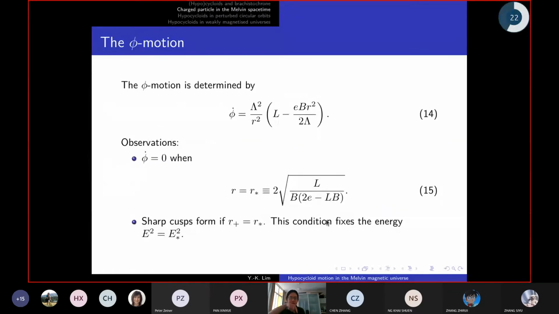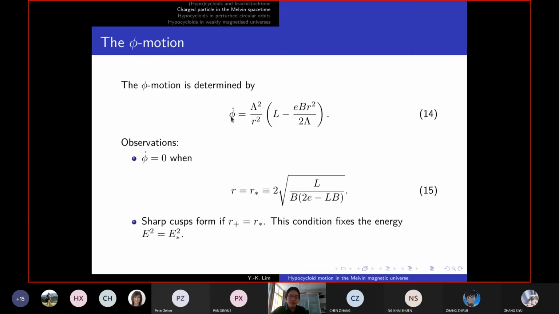Now for the phi motion, what happens? That's very interesting if you look at this equation. Oh yeah, by the way, I forgot to say that all the quantities here, without loss of generality, we will consider to be positive. Because if any one of them has the opposite sign, you can always change your coordinate axis. You flip it the other way, and you get it back. So everything is positive here.